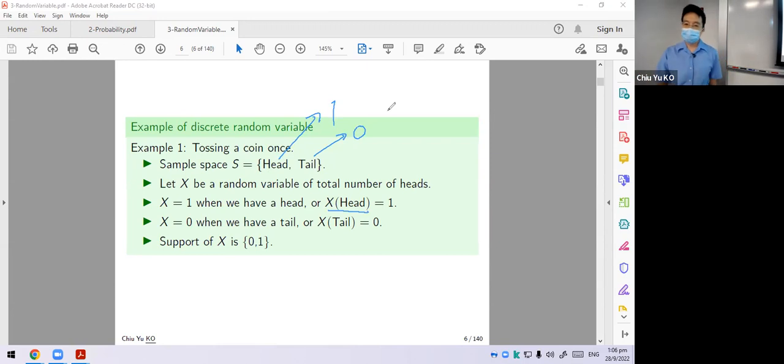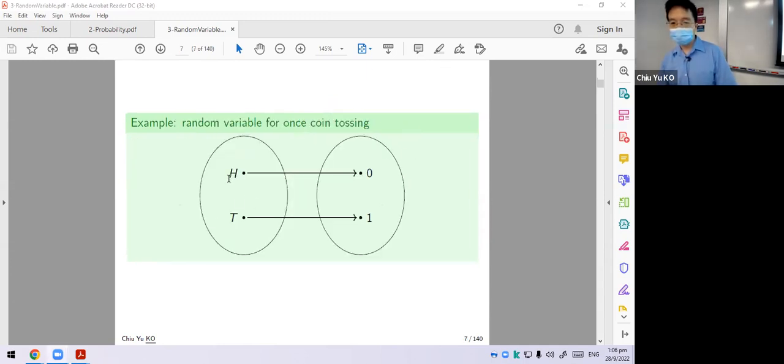So in that case, the support of X, or the sample space, becomes 0 and 1, right? Basically you replace tail with 0 and head with 1. Is that clear? So we just put numbers to the outcomes. If you try to understand it graphically, if you learned it in high school, this is something you saw: head maps to 1 and tail maps to 0. This is the way function is usually talked about.